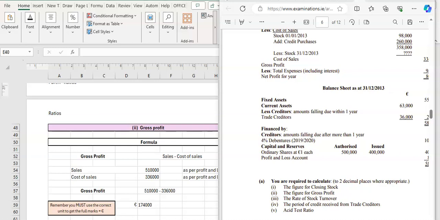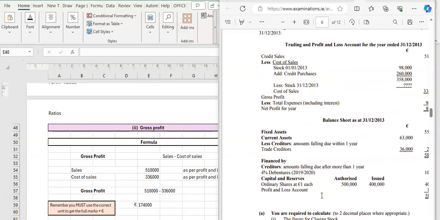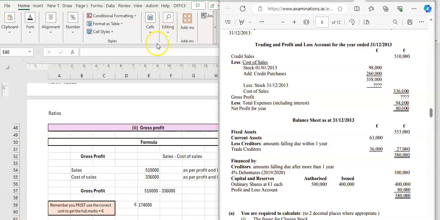Okay, so let's have a look at the second working for Robinson 2014. So it says calculate the figure for gross profit. So the gross profit is using the profit and loss account. So if you look up at the profit and loss account, we will see our gross profit figure here.